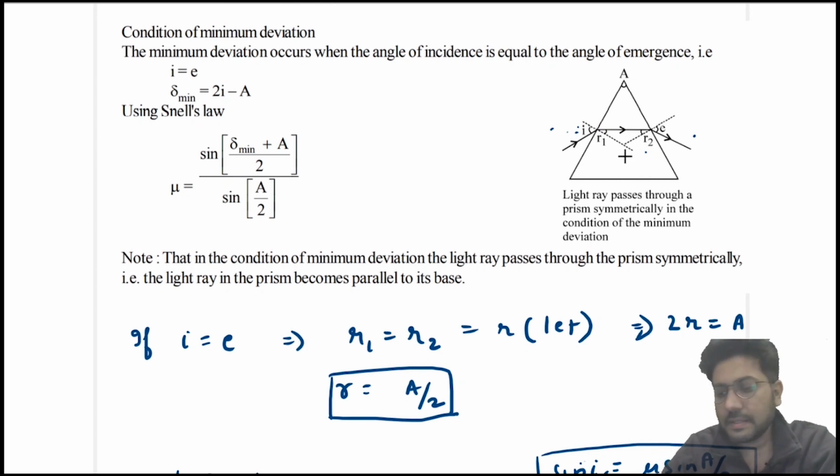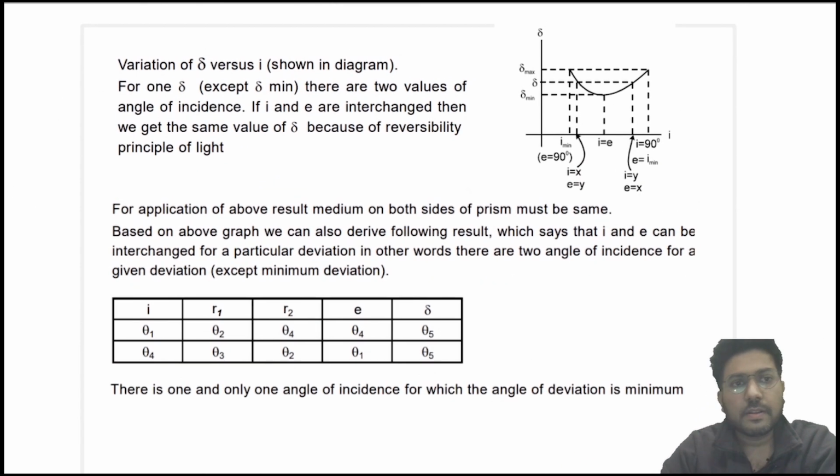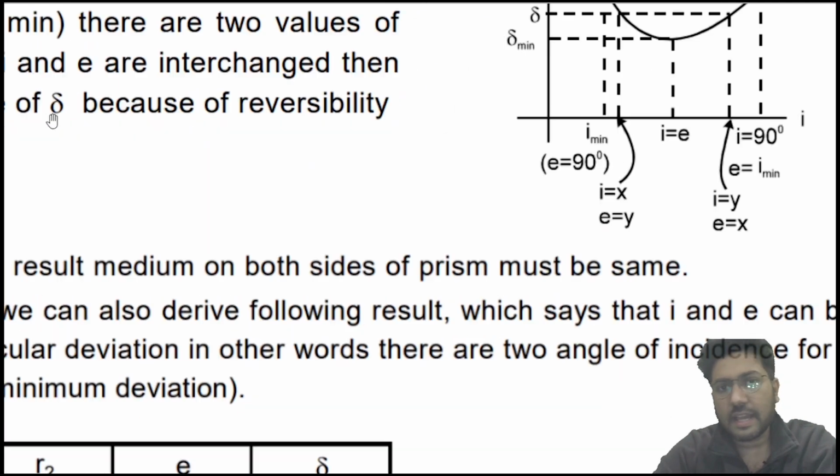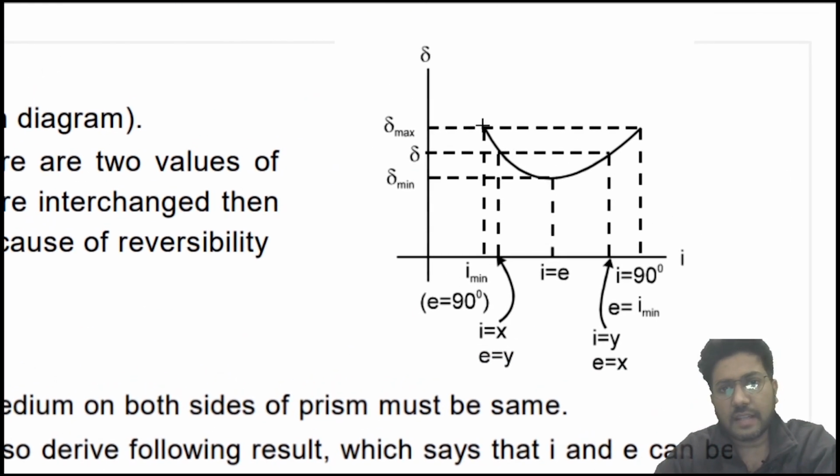So in case of minimum deviation, the light inside the prism will be parallel to the base. Okay. Now, variation of angle of deviation versus the angle of incidence. So this is a very important curve here, the delta versus I graph. I'll zoom it, the delta versus I graph is like this. You will see from here that for a given value of delta, there are two values of angle of incidence. So if this is taken as I, then this will be E. Similarly, if this is taken as I, this will be E.